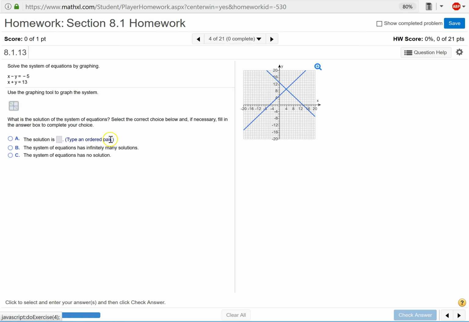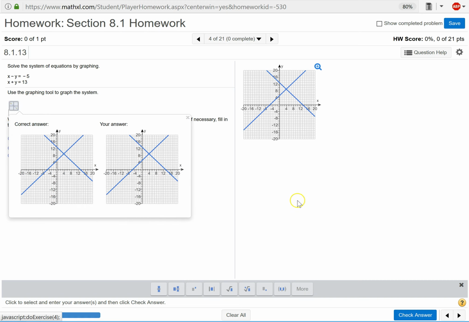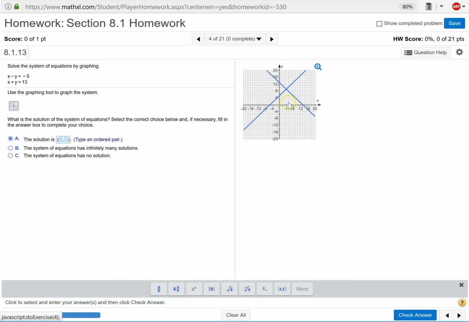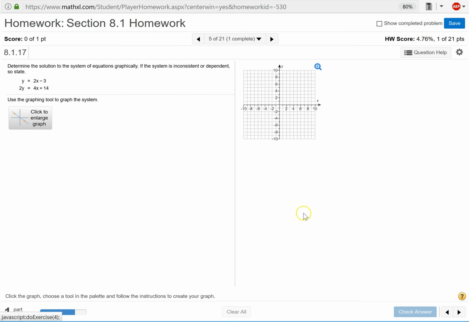Now the question is, is it one solution? Yes, it is one solution because they do cross. And the answer here, we've got to figure out where's the answer. Let's click on the graph itself. Correct answer, yeah, it's fine. It looks like 4, 9 is the solution here. So 4, 9 is the answer. Let's check our answer. Perfect, excellent. We're so awesome.